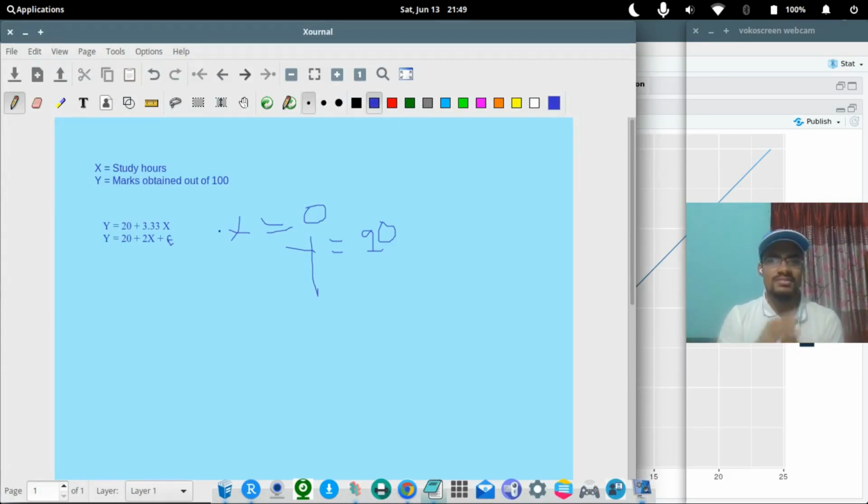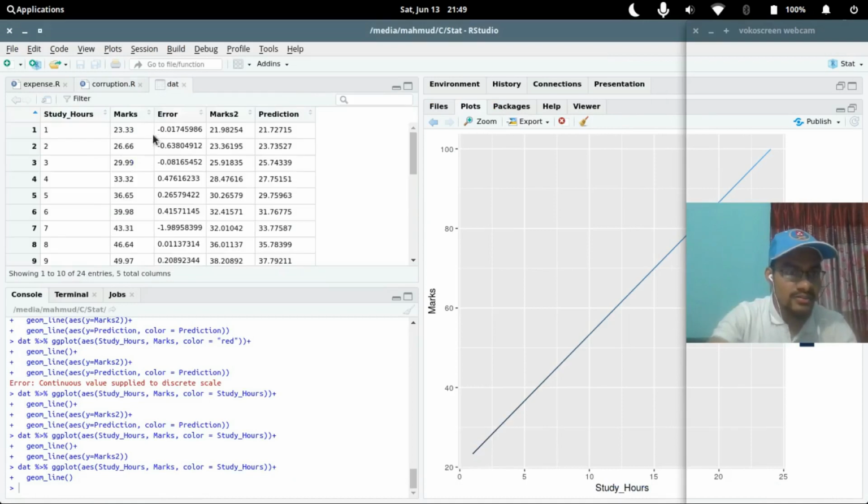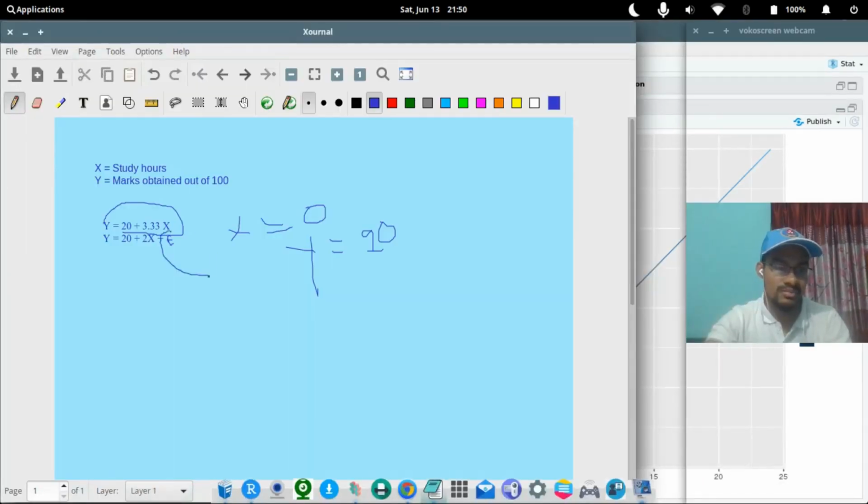According to this simple equation in mathematics, if he studies 1 hour, his marks will be 23.33, but his marks could vary. This says that his marks is 21.98. How we attain this mark is, we introduce an error term, which can be positive or negative. That means the marks the student gets could be above or below the mark estimated by this simple equation. The actual mark could be smaller or greater than this mark.